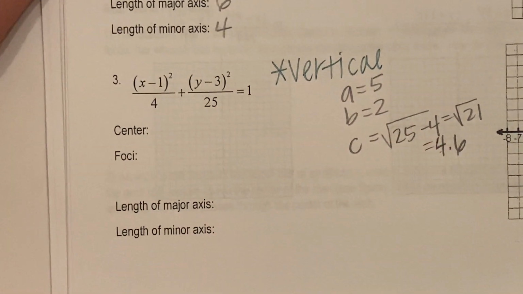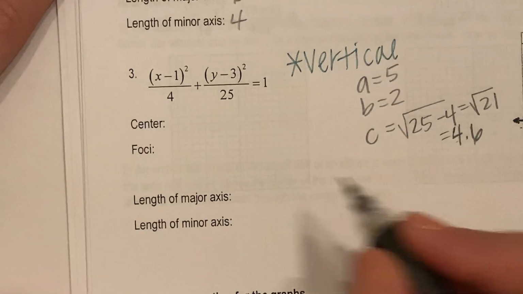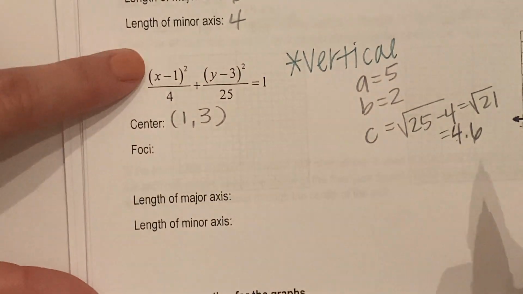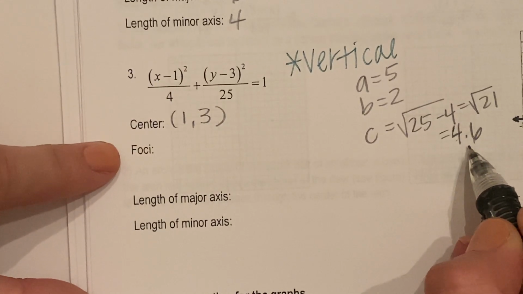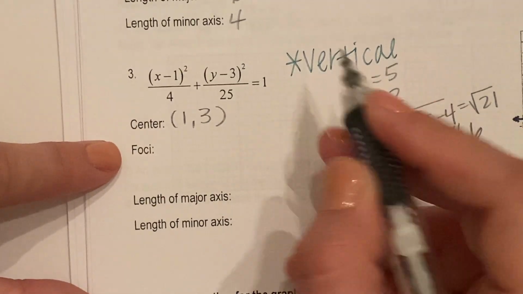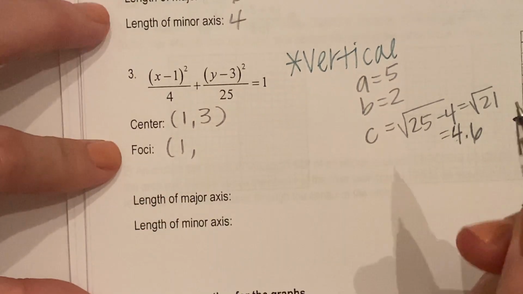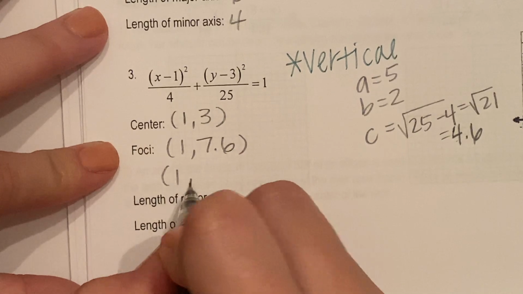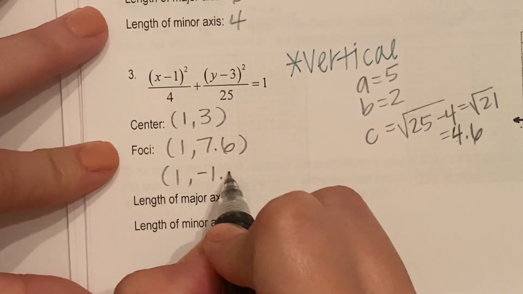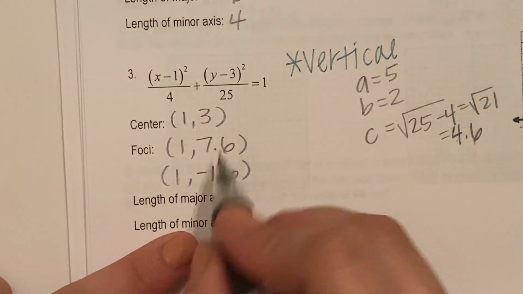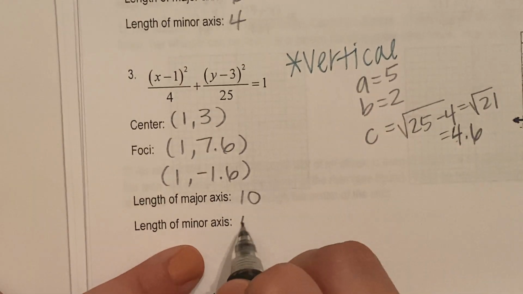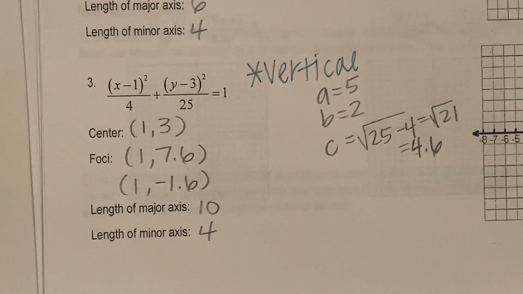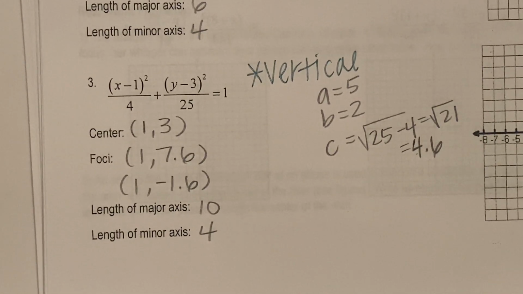And now we're going to fill in our information here. So your center was 1, 3. We're adding and subtracting 4.6 to the Y value. So leave the 1, that's 7.6. Leave the 1, that's negative 1.6. Major axis is 10, minor axis is 4, and then you're ready to graph. Did you get that right? Good job.